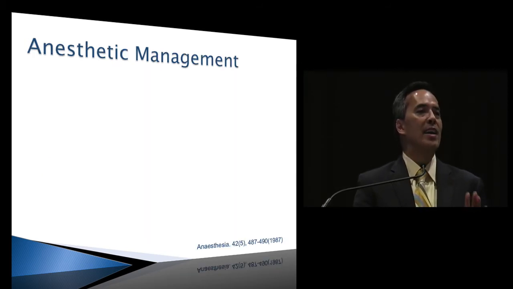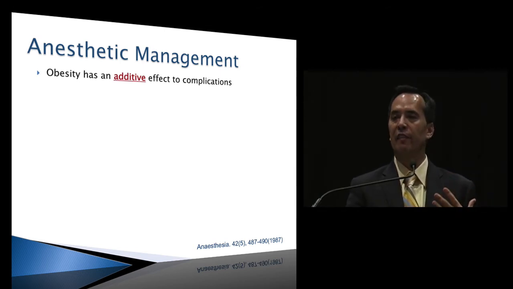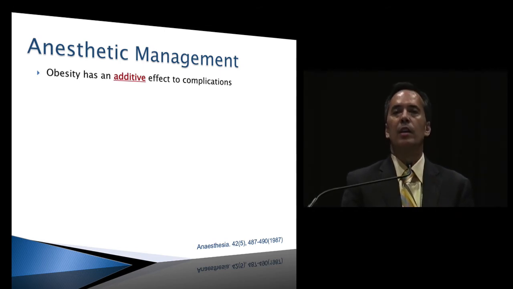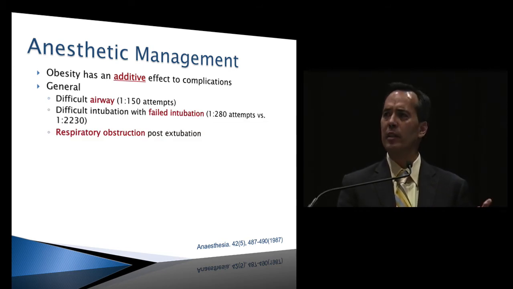All right, well, what about anesthetic management? Obesity has an additive effect to all the complications. We alluded to earlier the incidence of difficult airway. Generally, it's quoted to be 1 in 150. Difficult intubation with failed intubation is supposed to be around 1 in 280, versus the general population at 1 in 2,000. So it's a logarithmic 10-fold increase.